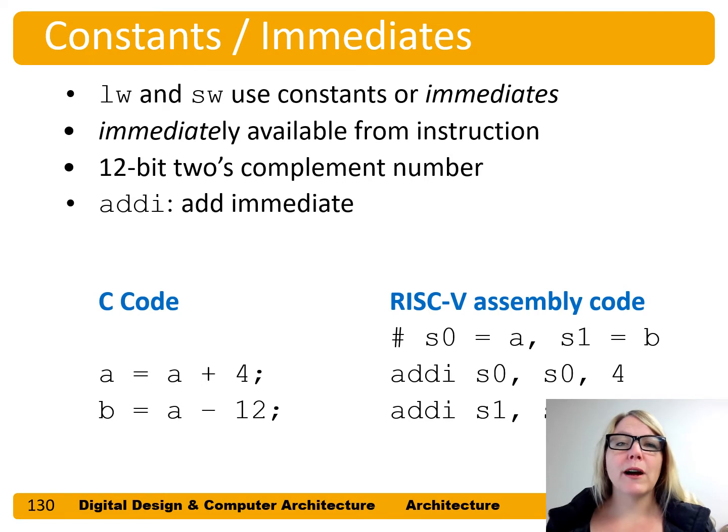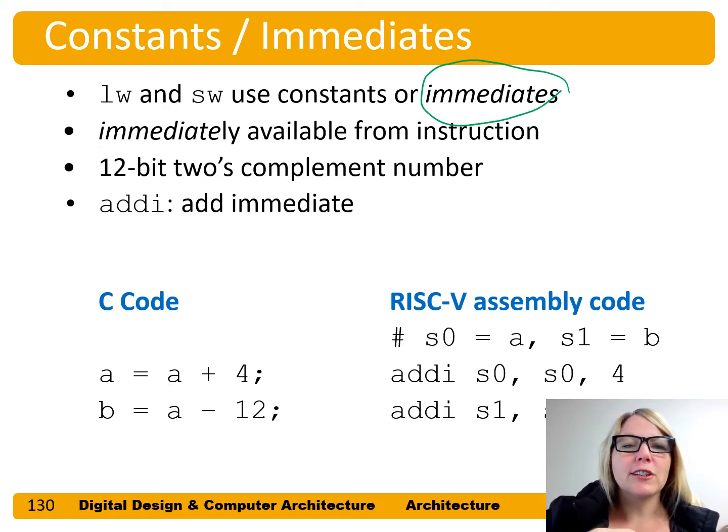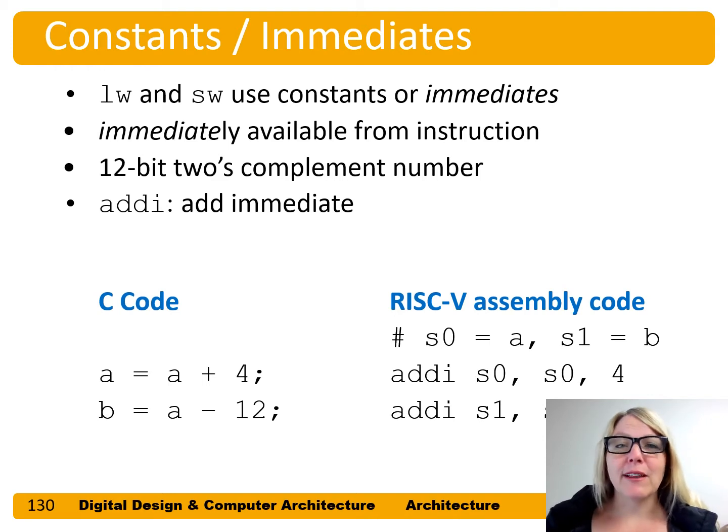Let's talk a little bit more about our immediates, or constants. Remember, these immediates are called immediates because they're immediately available from an instruction, right? They're encoded in the instruction itself. We don't have to go to a register or to memory to get the operand. It's immediately available in the instruction. This immediate for load word and store word is a 12-bit 2's complement number, and also for add immediate.